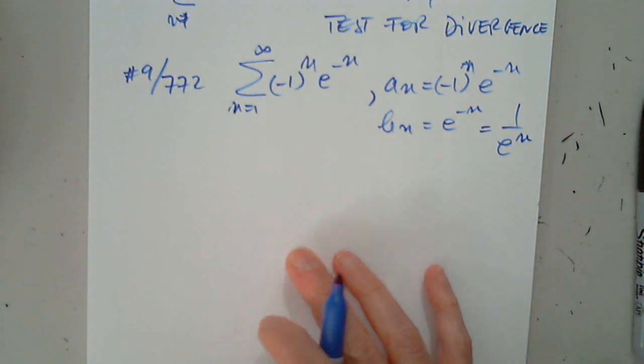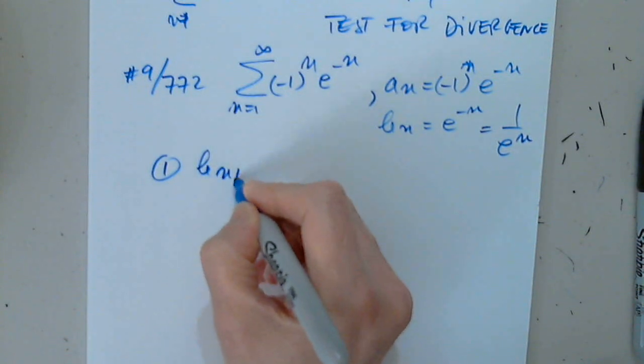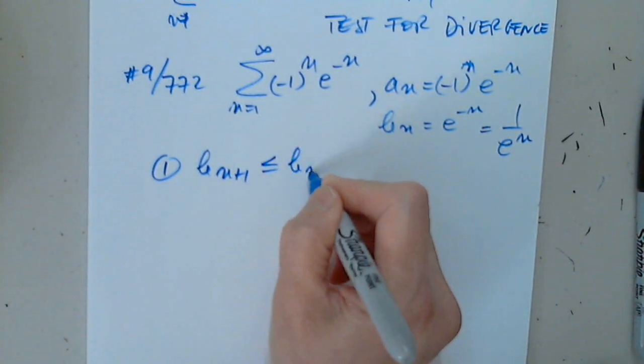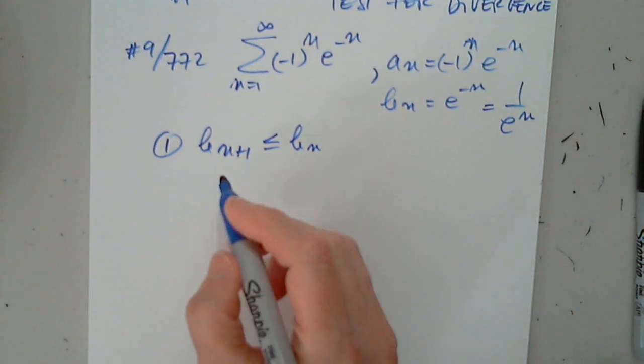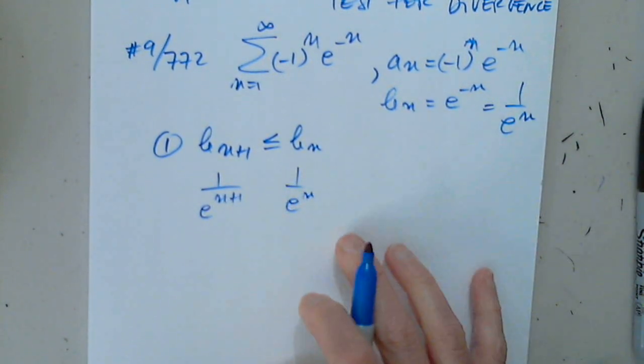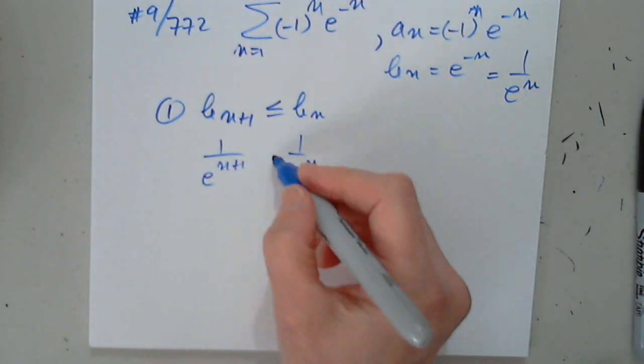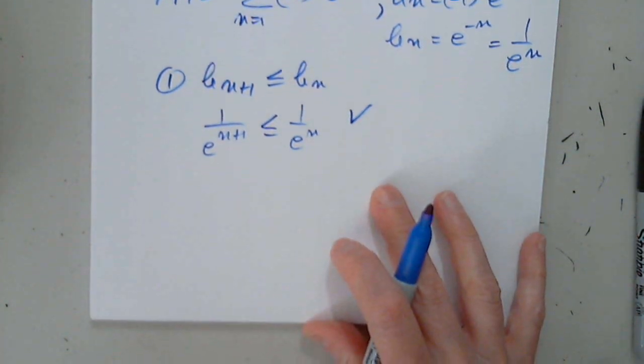Same thing. So condition number 1: is b sub n plus 1 less than or equal to b sub n? Let's try e to the n plus 1 and e to the n. So obviously this has a bigger denominator than this, so obviously this is fulfilled.